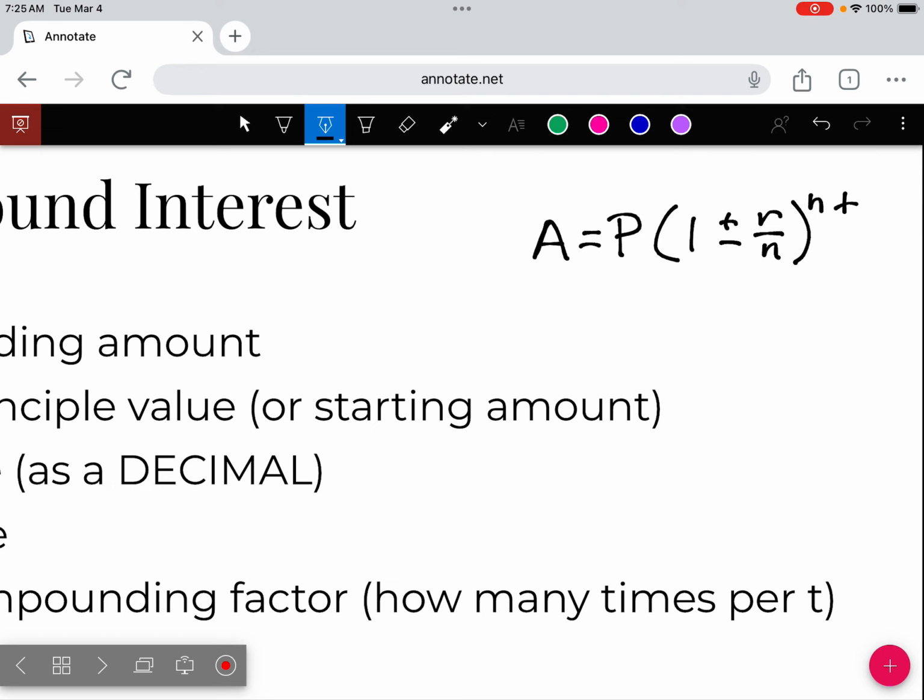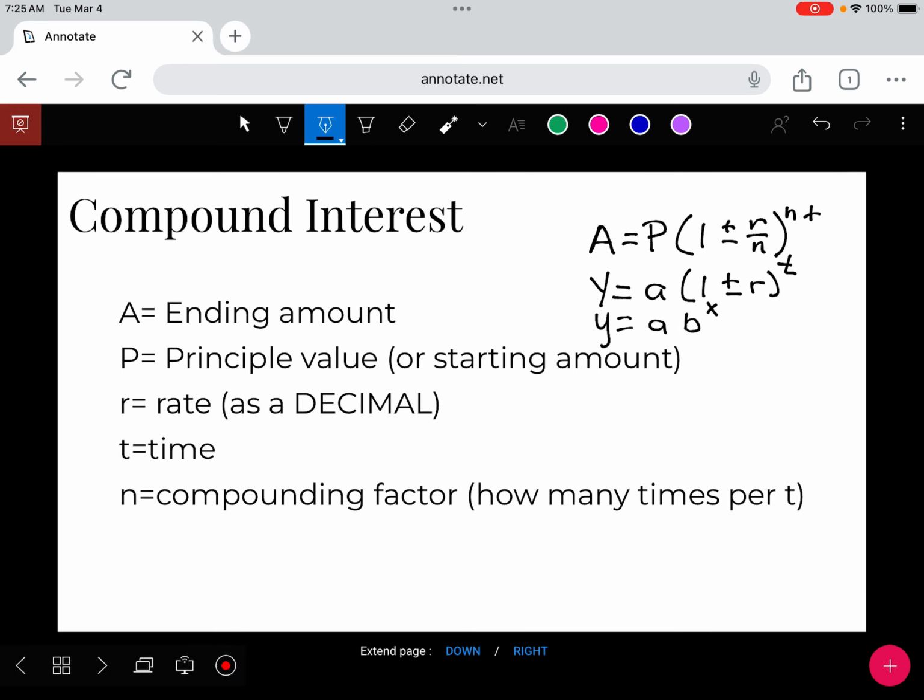We've so far worked with our y equals a(1 plus or minus r) to the t, and our y equals a b to the x. So those are the equations we've worked with so far. And a lot of these pieces mean the exact same thing. It's just that they have a slightly different label because this is almost exclusively used in money, in banking. So it uses some banking specific terms that mean the exact same thing as we've been using for all the others.